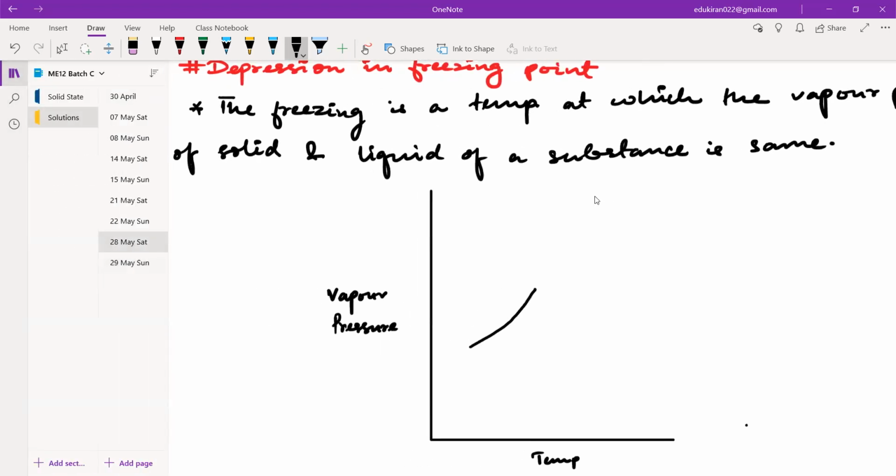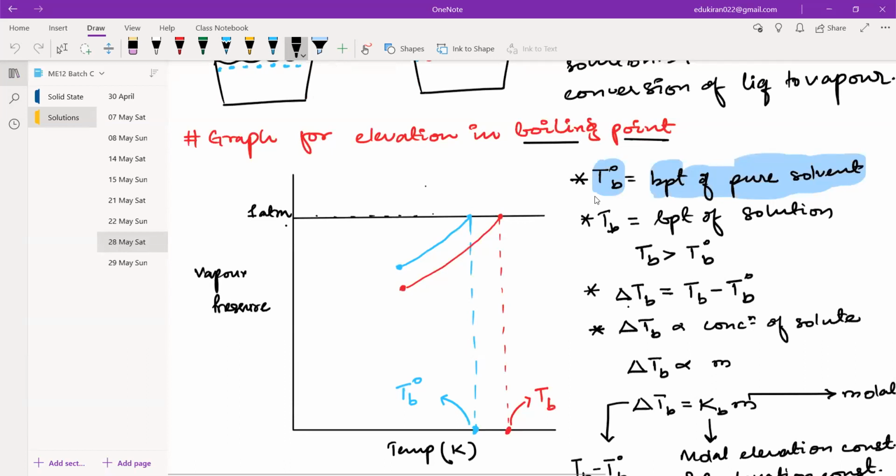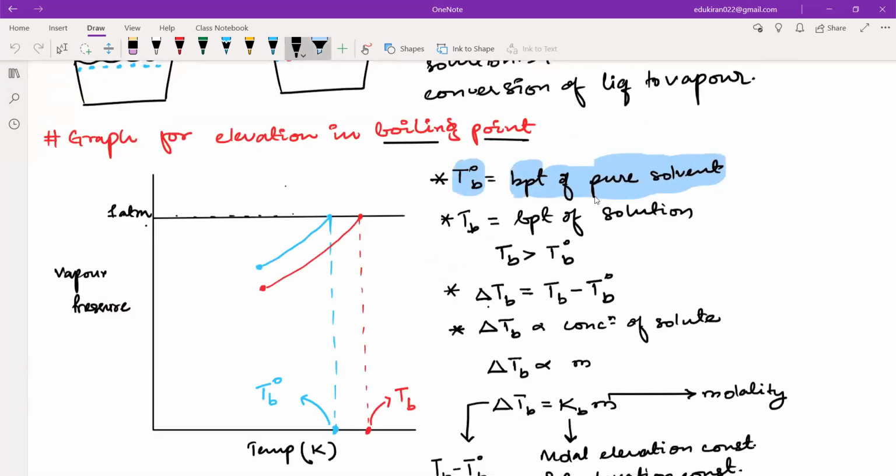Let me just go back to elevation in boiling point for a little bit. Now tell me one thing, if I start from here to here, the solvent is liquid only, yes or no? All of you agree with this? Yes or no? Please tell me. Yes, sir. At all the points.